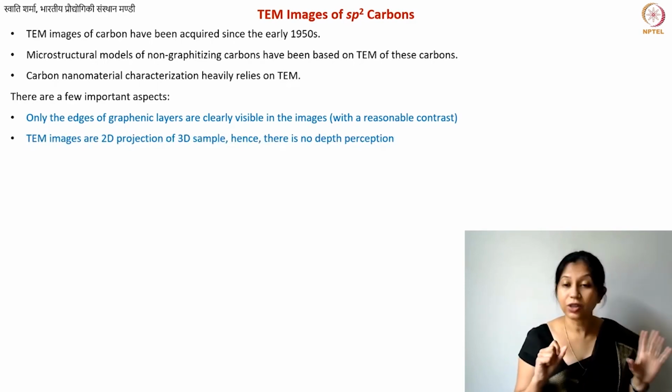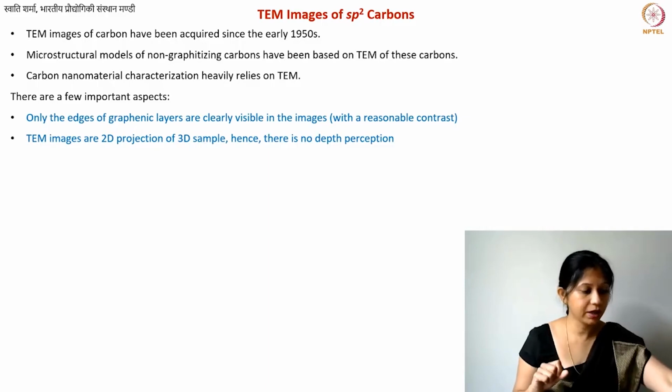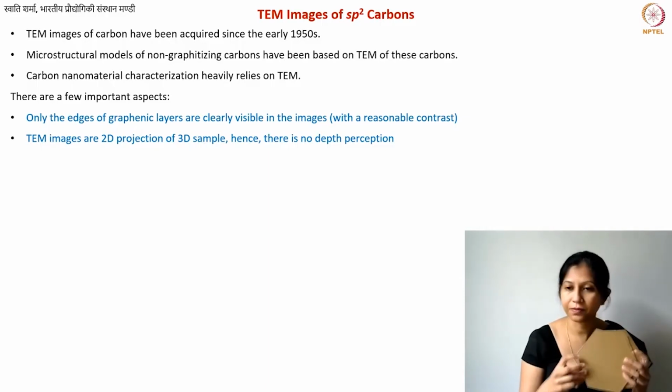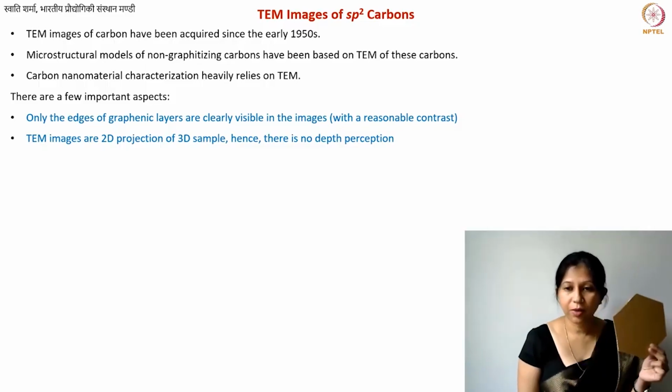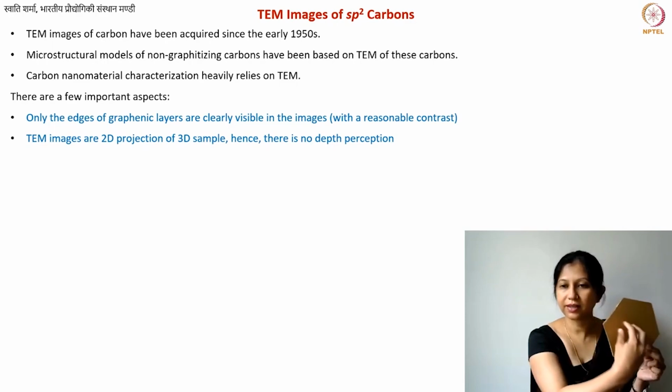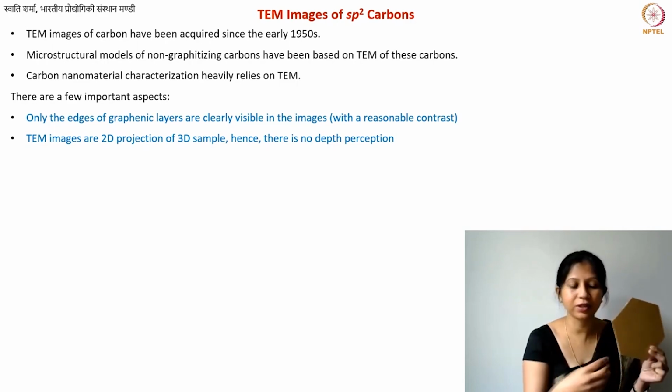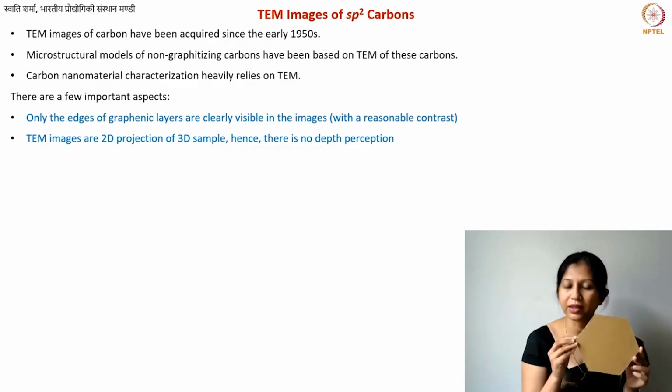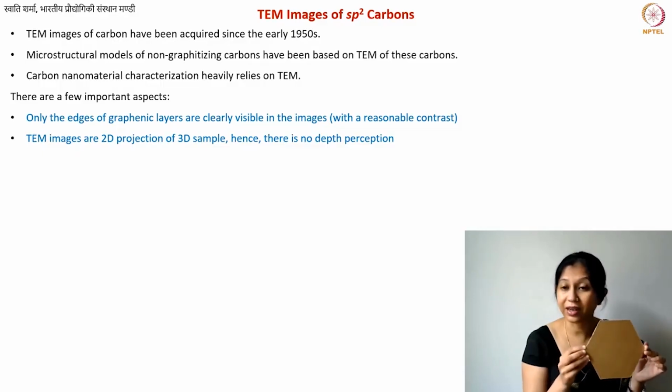So two things. When you see any carbon material, let's say I have this. If I see this, what is going to be visible? Only the edges. You will not see this central part because our carbon materials seem to have a reasonably high transparency to electrons, at least the lower energy electrons. So it is only the edges that are visible.